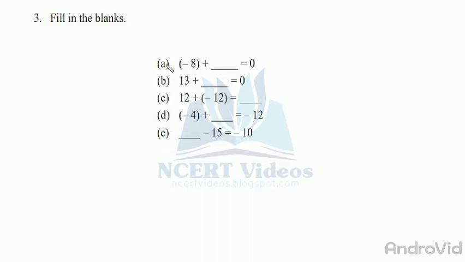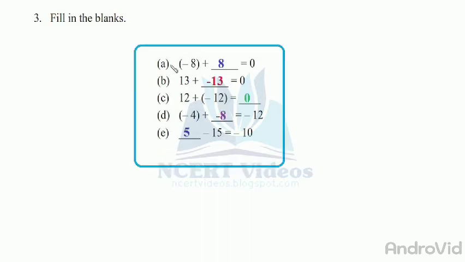We have to fill in the blanks from A to E. The first one: we have here minus 8 and the outcome is 0. So what does it mean? What should be added to minus 8 to get the answer as 0? We have to think in this manner. It is clearly understood from our textbook, from our chapter as well, that we have to add its additive inverse. So minus 8's additive inverse is 8. Therefore A is your answer.